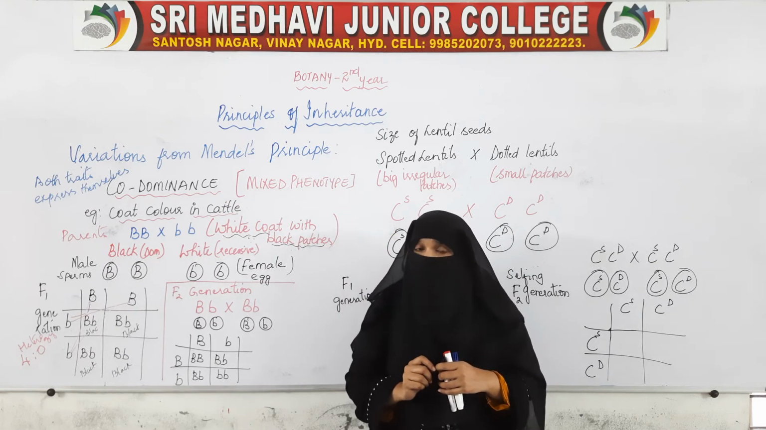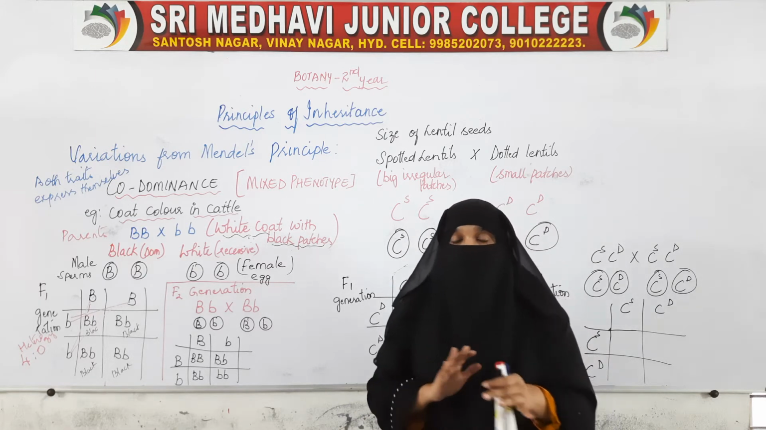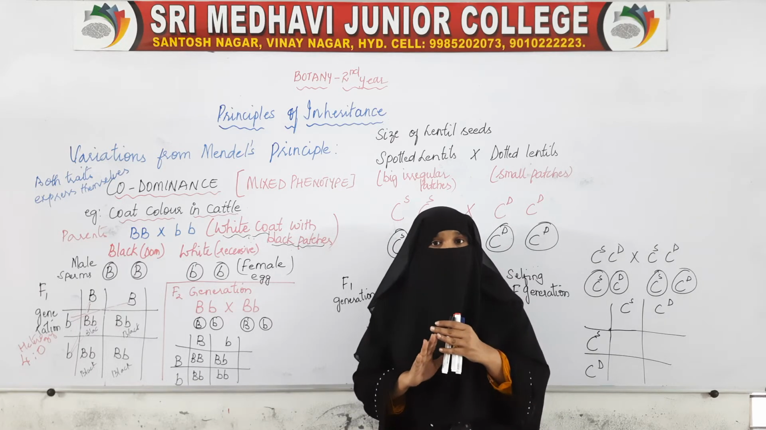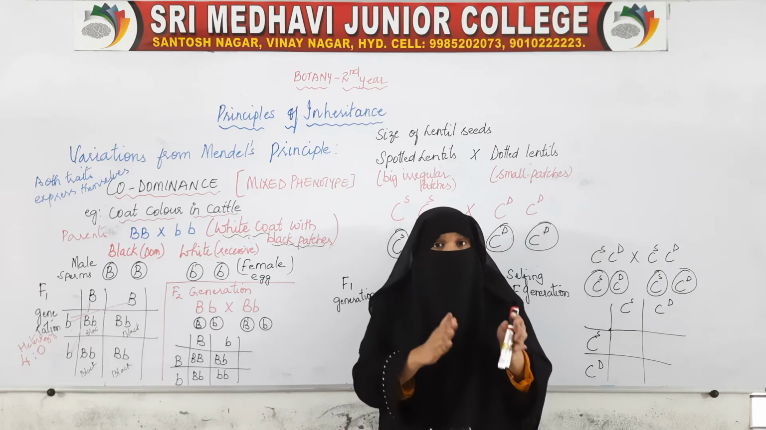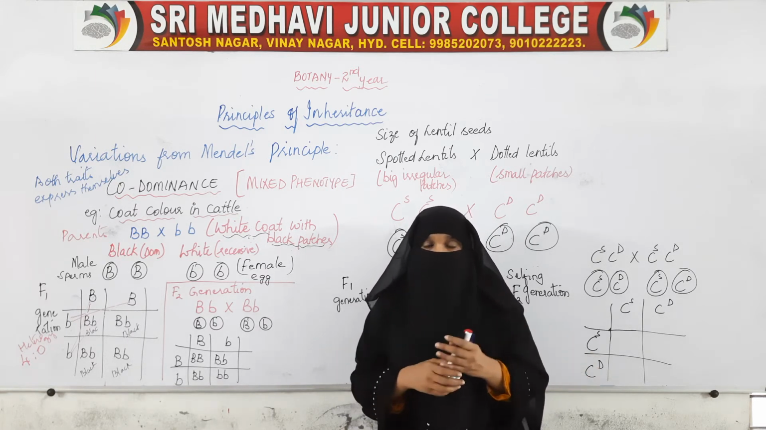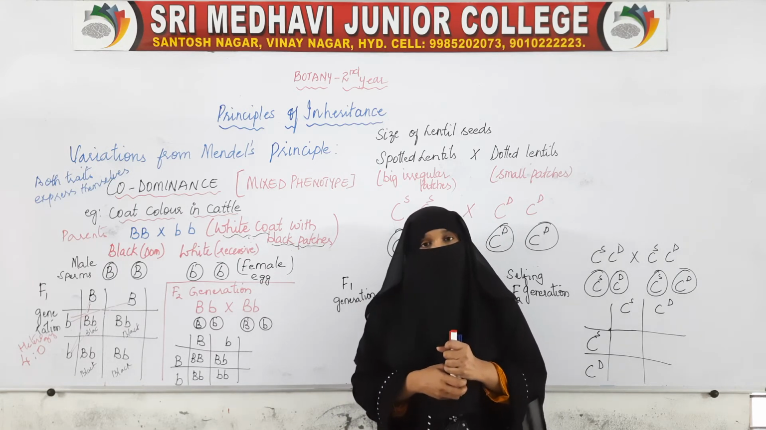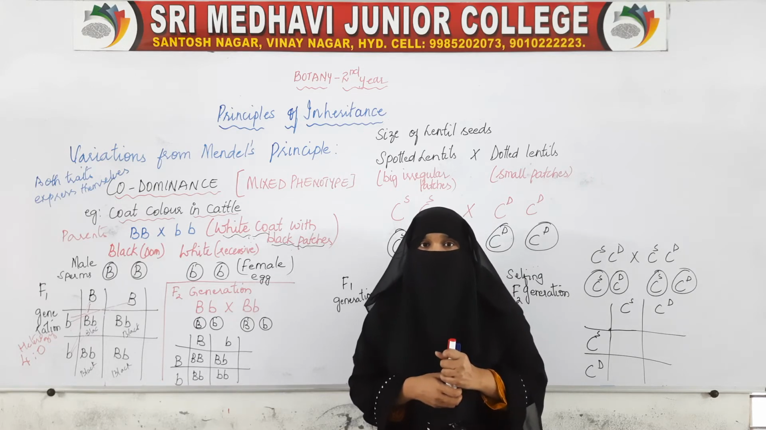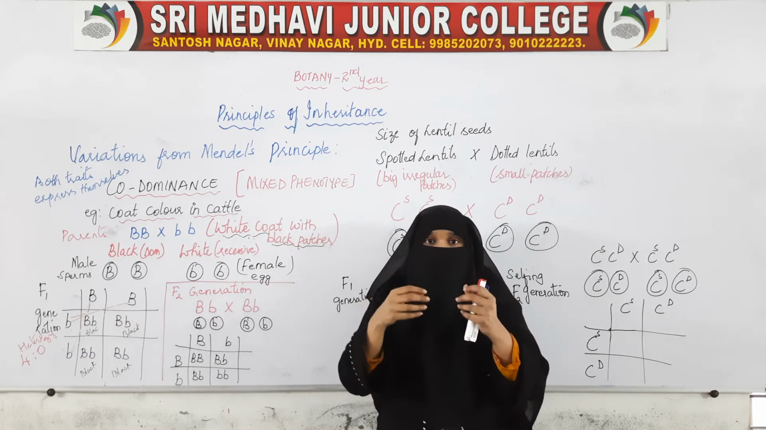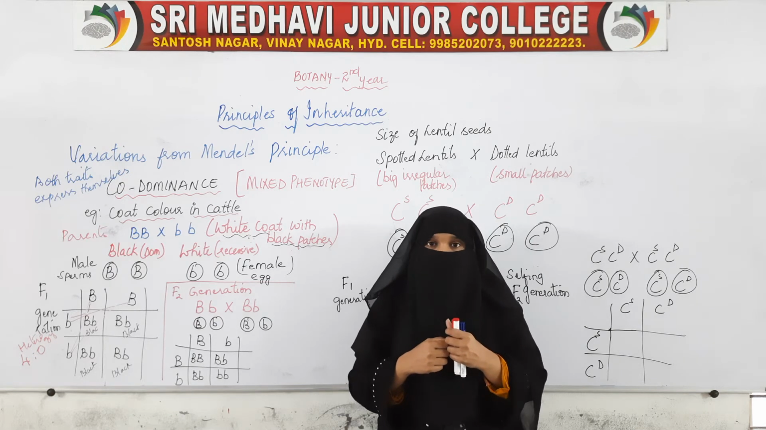Here which trait are we looking at? Color. Both the colors are expressing. Neither color is suppressing. Black is not able to suppress white, white is not able to suppress black. So when both of them are unable to suppress each other, both of them are getting expressed. Both are visible, both of them are getting expressed. So this type is called codominance. Co means side by side, along, one along the other. Both of them are expressing.